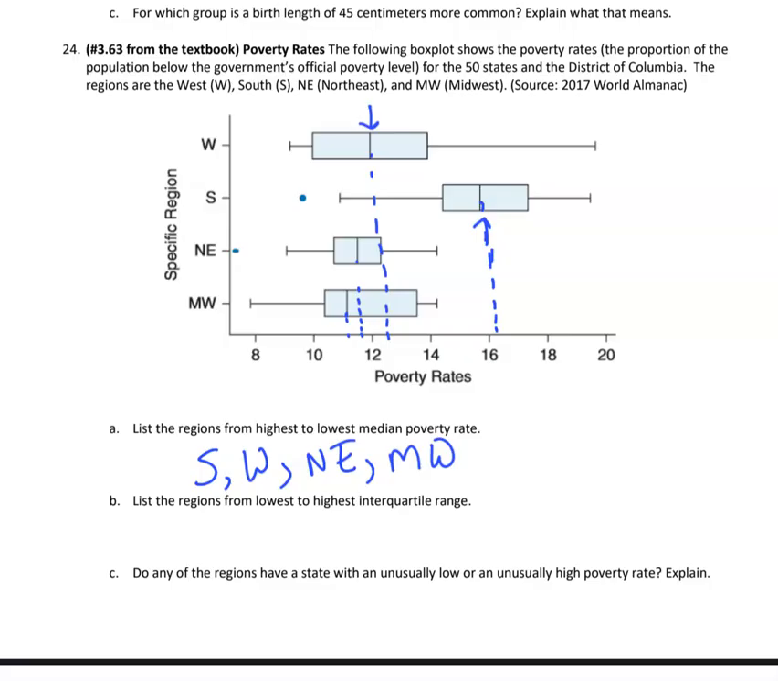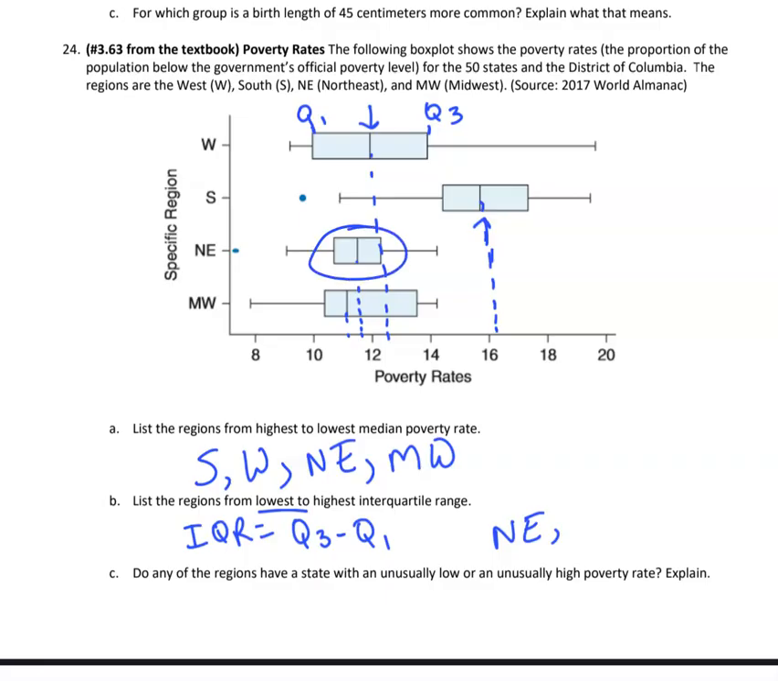List the regions by lowest to highest, this time lowest to highest interquartile range. So the IQR is going to be Q3 minus Q1. Now, you don't actually have to compute these when you're looking at the box plots. You just want to look at the widths of the boxes. So Q1 is this end here, and then Q3 is this end up here. So the lowest would be the smallest box, literally. So I would say that would be the Northeast.